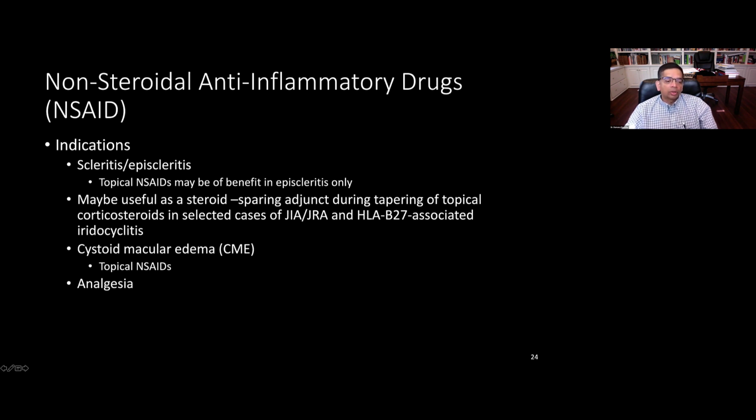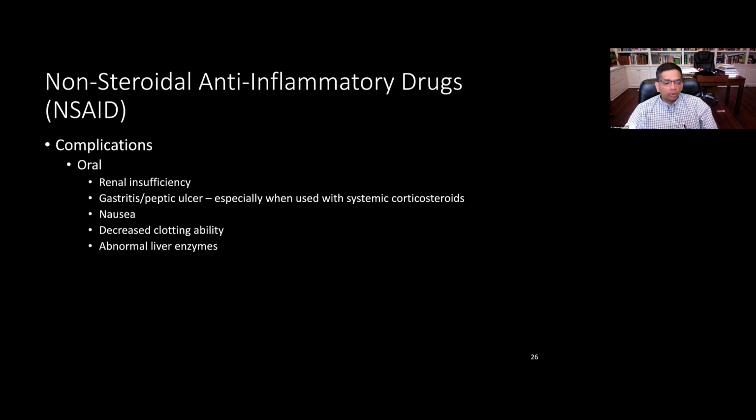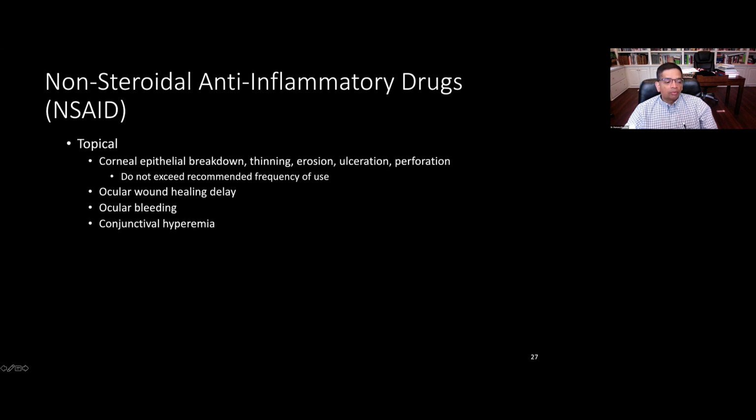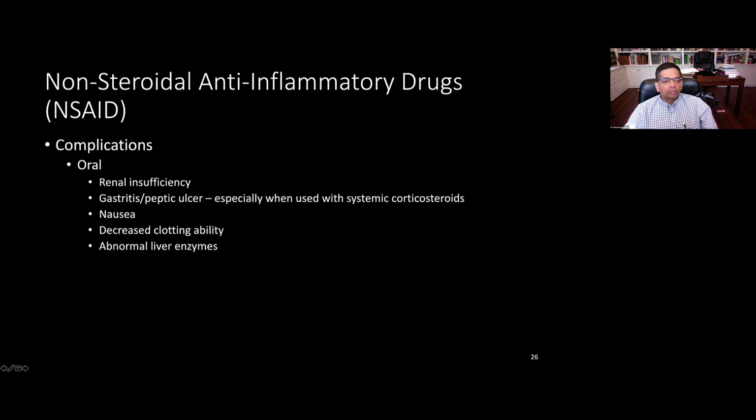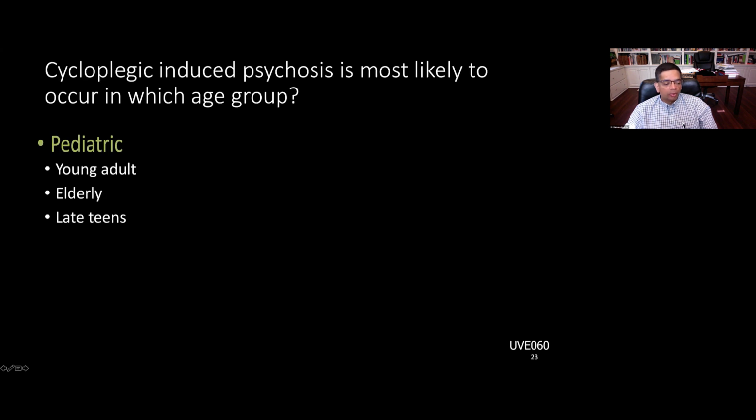It can also be useful, of course, with postoperative cystoid macular edema in pseudophakic patients, or uveitic macular edema. You can use topical NSAIDs like ketorolac, bromfenac or nepafenac. Those are agents that are readily available these days. There are some contraindications to systemic nonsteroidals: patients who have renal insufficiency, peptic ulcer disease, allergies, or underlying bleeding disorders. There is some potential risk of cardiovascular and thrombotic disease with COX-1 inhibitors that we know of, so we have to be very careful about that.